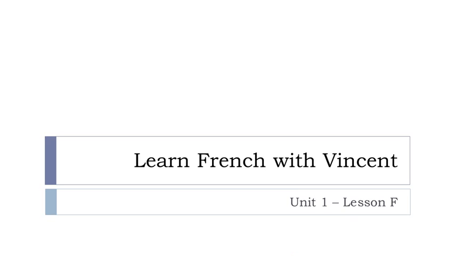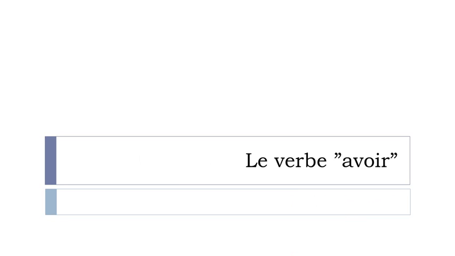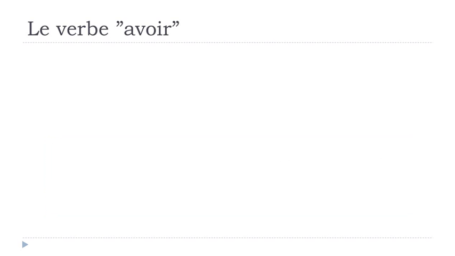So let's discover together what we will see in this lesson. The last lesson was the introduction of le verbe être, and I thought it would be more logical to continue with le verbe avoir. Avoir means to have, and for the same reason as to be, it's really useful and really used, so you should definitely know this verb avoir by heart if you want to master the French language. So let's see the verb avoir.